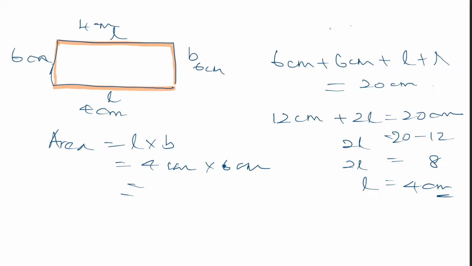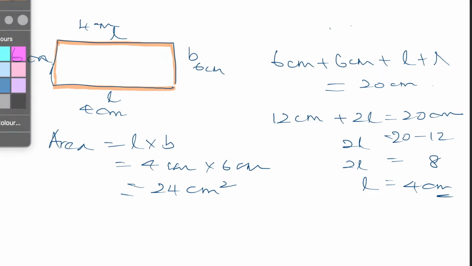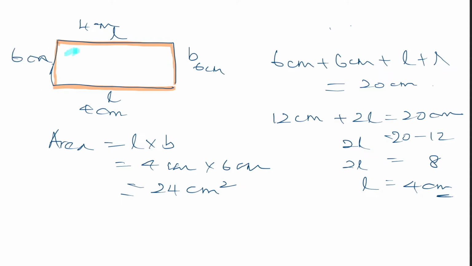So 4 times 6, right? Gives me 24 centimeter square. Area refers to the thing inside. This whole thing here is the whole area. Okay? Perimeter is only the one outside.